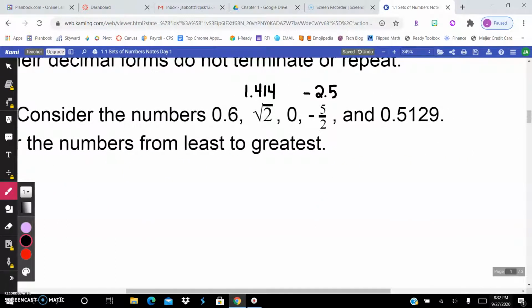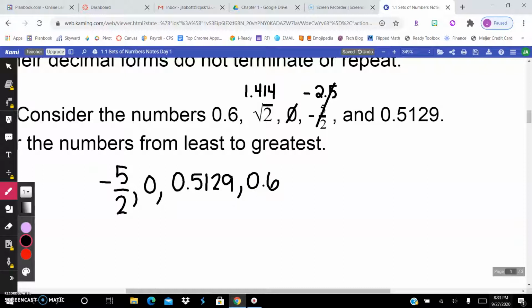So putting them in order from least to greatest, the negative number, there's only one of them, and that has to be our smallest number. So negative 5/2 is the smallest. So we've used that. Then we have a 0, and then we have 0.6 and 0.5129. So 0.5129 would come before 0.6. And then our last number would be the square root of 2 as our largest number.